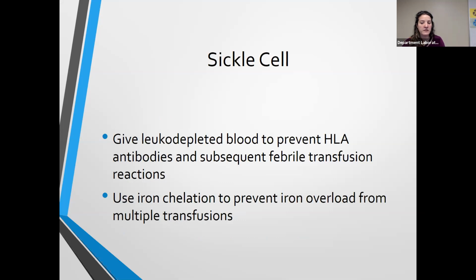Sickle cell patients should always be given leukodepleted products. Again, leukodepletion helps prevent febrile reactions due to HLA antibodies. And then a huge concern for these patients is that because they receive so many transfusions, they could have iron overload. While we are replacing their abnormal hemoglobin S with hemoglobin A, they will also have increased iron stores from all of these transfusions. So it's very often that they will also have to have iron chelation.